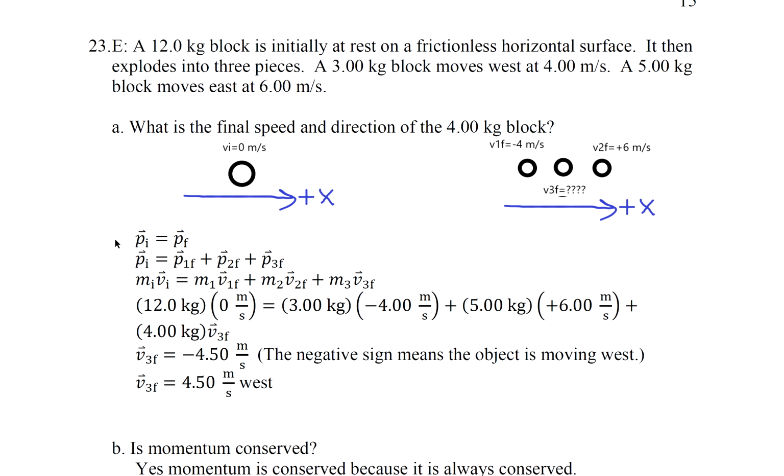So P initial, I only have one object. Once it explodes, after it explodes, now I have 3 objects. So now let's solve for V3 final. So V3 final, I get minus 4.50 meters per second. The negative means the object is moving west.